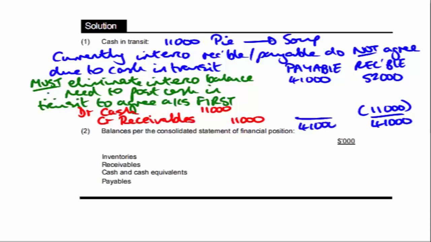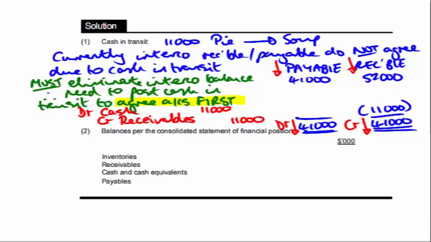Once that cash in transit has been posted through then, that means we could then contra out the accounts. So the purpose and the explanation of the cash in transit adjustment is to make sure that we're agreeing the accounts first and then we can contra them through. So once we've got the 41 as a payable and the 41 as a receivable, we would then remove them from the account. So we're going to reduce our payables, so debit payables by 41 to remove it, and reduce the receivables, so credit receivables by 41, again to remove it. And we'll show that with our second step.